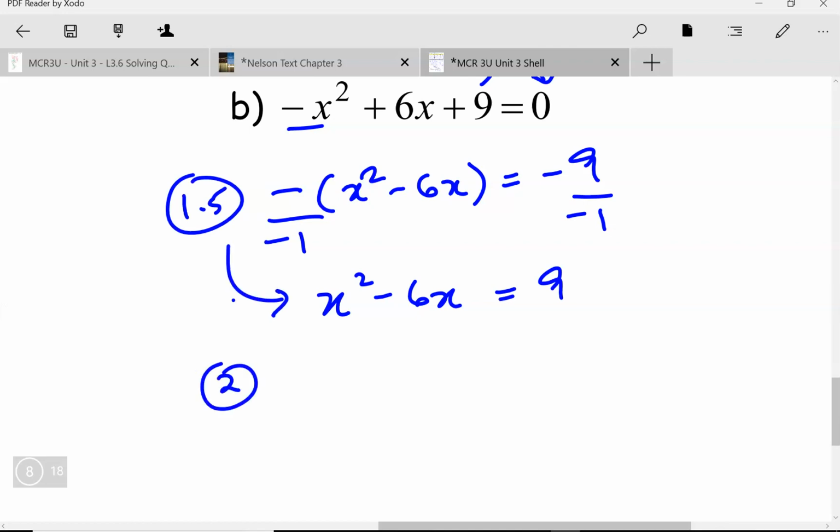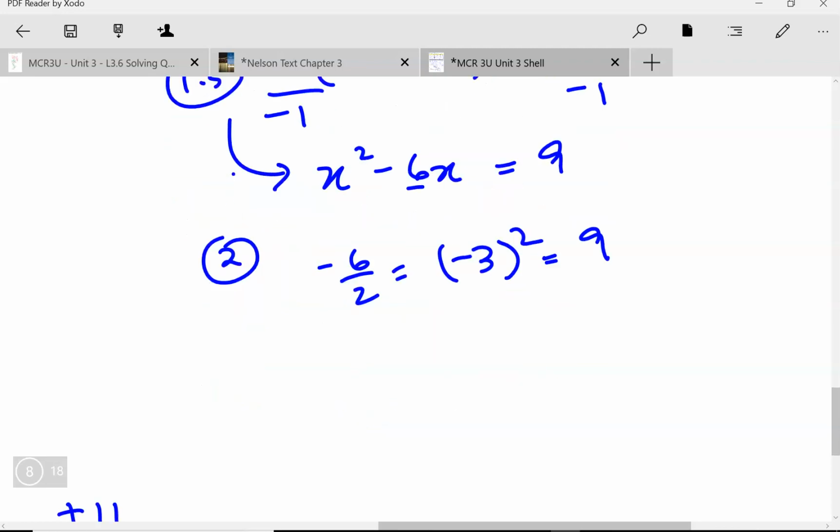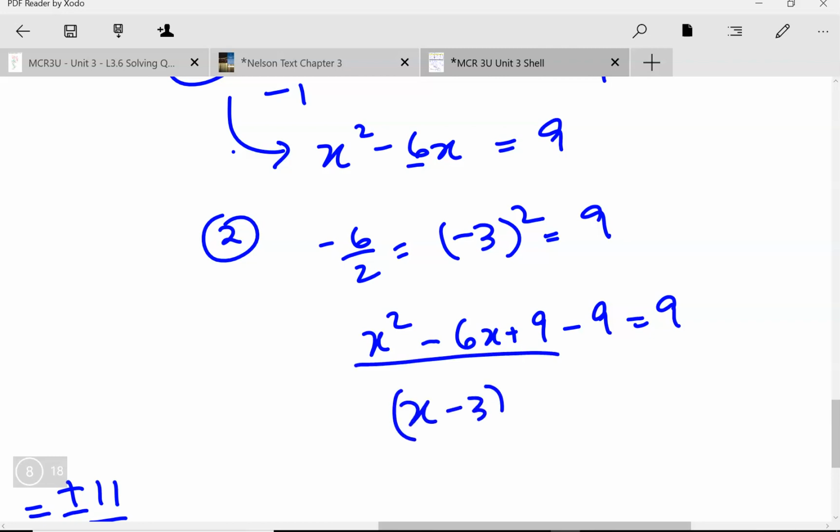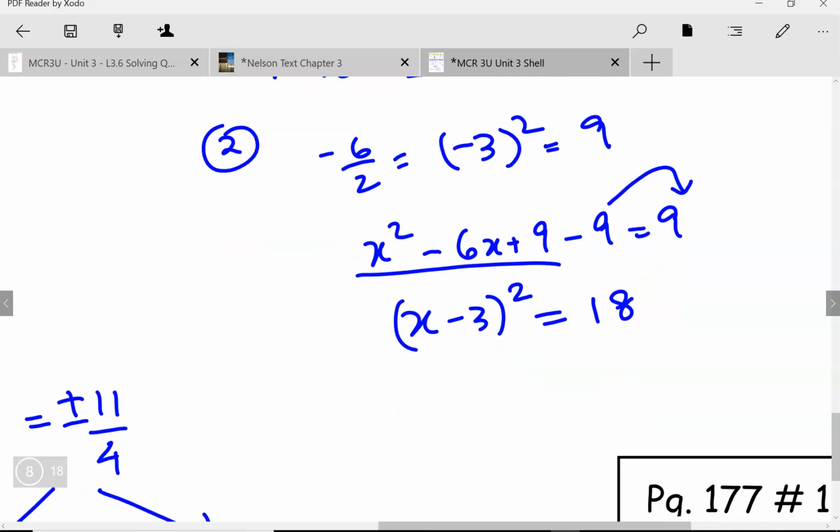My step 2 would be take this number, negative 6, divide by 2, take the square, and the number is 9. x squared minus 6x plus 9 minus 9 equals 9. Group these three to give me x minus 3 squared. Move this over here to give me 9 plus 9 is 18. I skipped writing this step, so this is step 3, this is step 4.